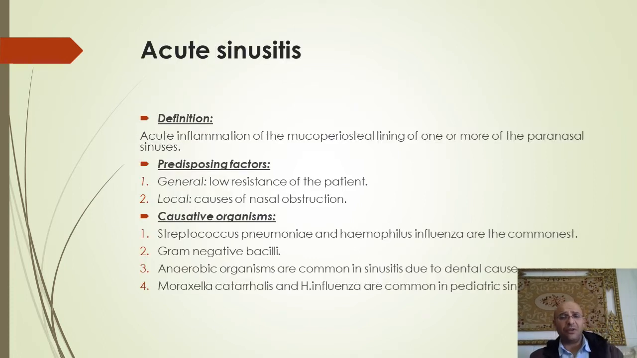In acute sinusitis, acute inflammation of the mucoperiosteal lining of one or more paranasal sinuses. الـpredisposing factor في general low resistance of the patient, local causes زي nasal obstruction. الكوزيتيف أورجانيزم الستربتوكوكس نيومونيا والهيموفيلس إنفلونزا are the commonest. الجرام نيجاتيف باسيلاي وanaerobic organisms commonly due to sinusitis of dental cause و affecting mainly الماكسيلاري sinus.